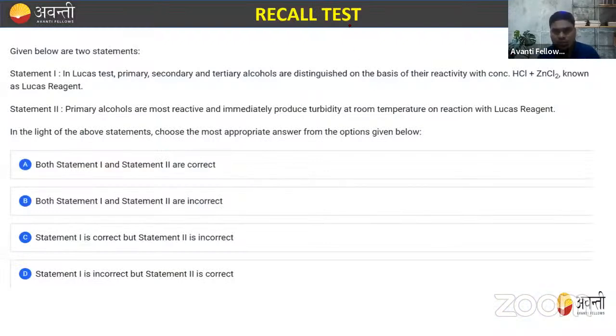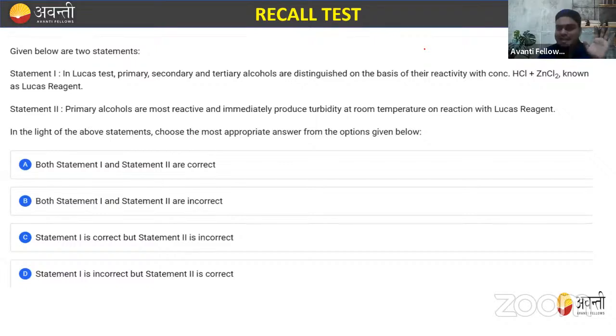Let me quickly revise the previous topic by doing a recall test. I request all of you to try to answer this question. We already studied this in the previous class. Given below are two statements. Statement one states that in a Lucas test, primary, secondary, and tertiary alcohols are distinguished on the basis of their reactivity with concentrated HCl and ZnCl2, known as Lucas reagent.